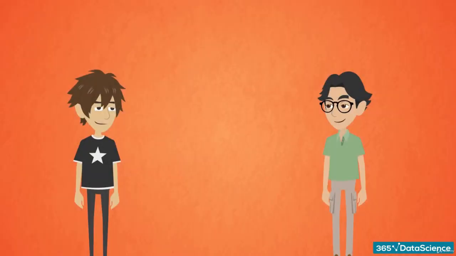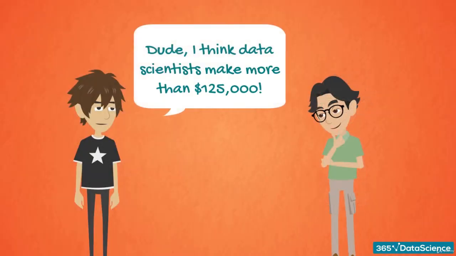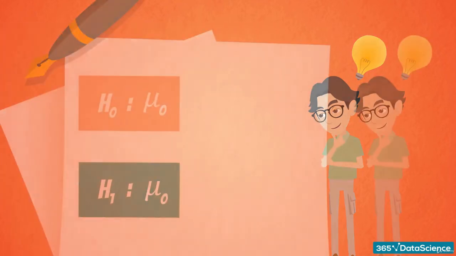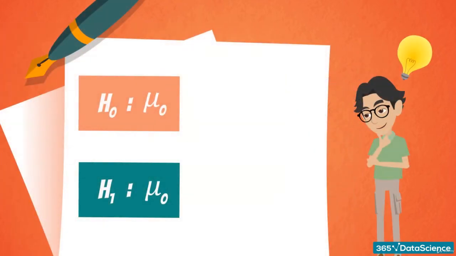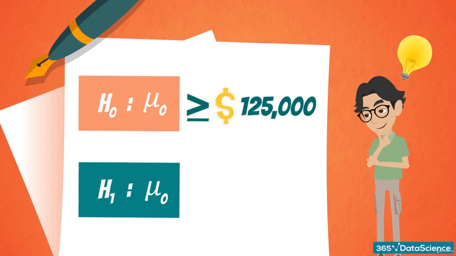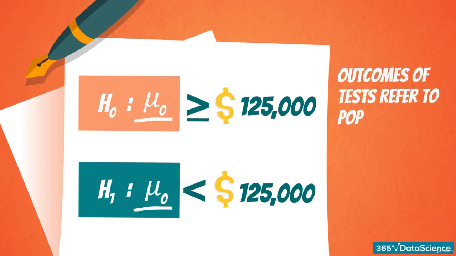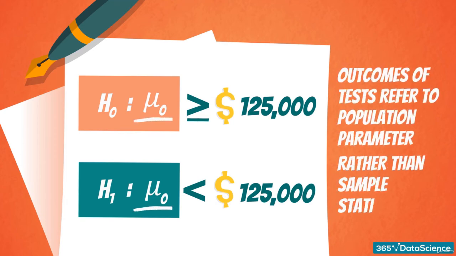Say your friend, Paul, told you that he thinks data scientists earn more than $125,000 per year. You doubt him, so you design a test to see who's right. The null hypothesis of this test would be, the mean data scientist salary is more or equal to $125,000. The alternative will cover everything else. Thus, the mean data scientist salary is less than $125,000. It is important to note that outcomes of tests refer to the population parameter rather than the sample statistic. So, the result that we get is for the population.